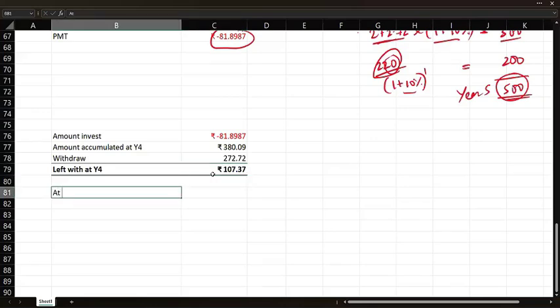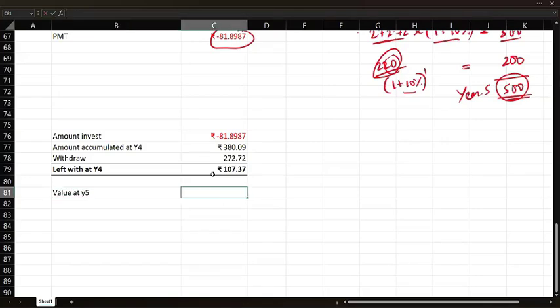So at the end of year 5, what will be the value of your investment? It will grow by 10%, just for 1 year. So it will be 1.1, and it will become 118.